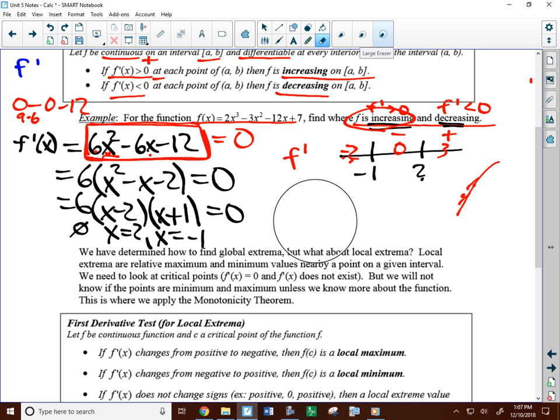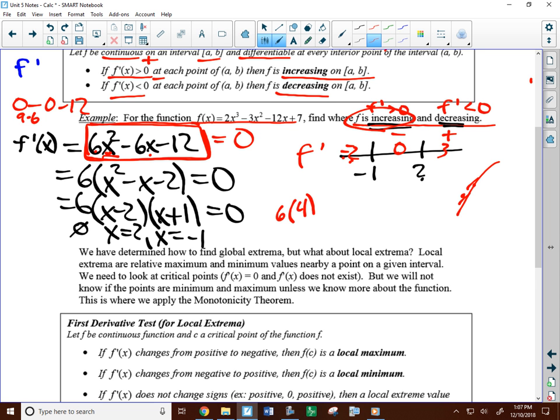Finally, let's plug in negative 2, I'm sorry, negative 2. 6 times it'll be 4. Negative 2 squared, positive 4. So that's 24. Negative 2 times negative 6 is positive 12. And then negative 12. And so I get 24, which is positive.